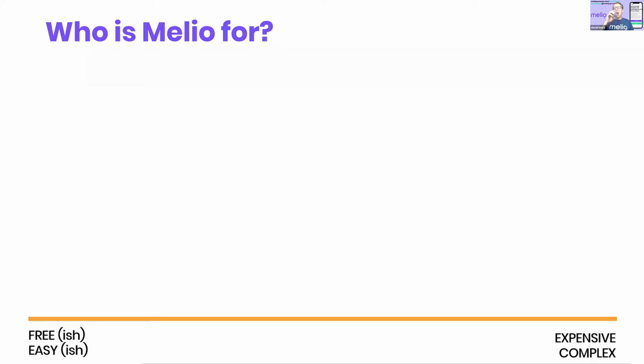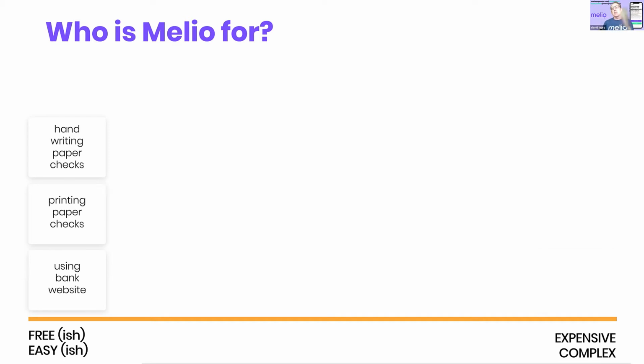So who is Melio for? If you think about a sliding scale from free and easy-ish, and I put "ish" because you're going to see the reason why in a moment, to expensive and complex. Over here on the free and easy-ish side, yes, the bank's website is free, but you've got to type a bunch of things in twice to pay a bill. You could print paper checks, handwritten paper checks. Everybody knows the pain and expense with that. That's why they're really free-ish.